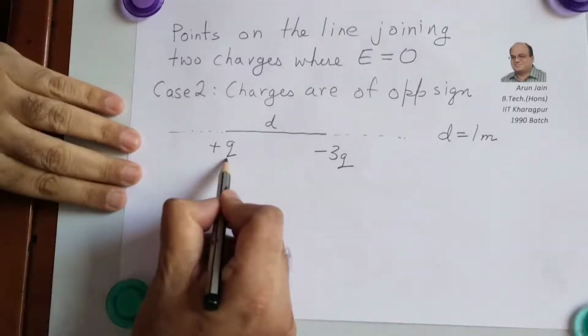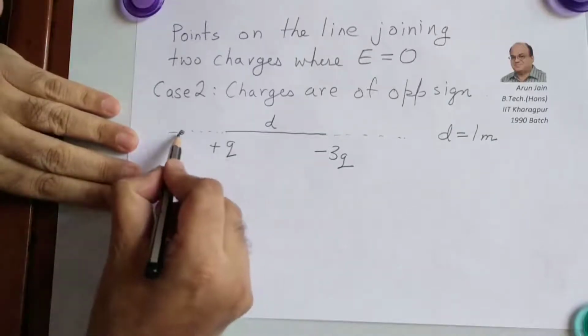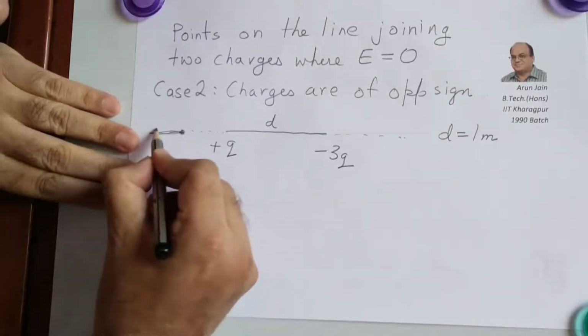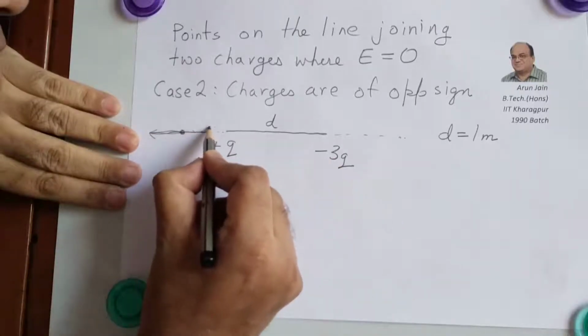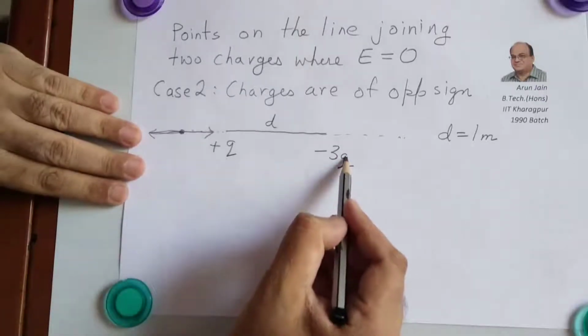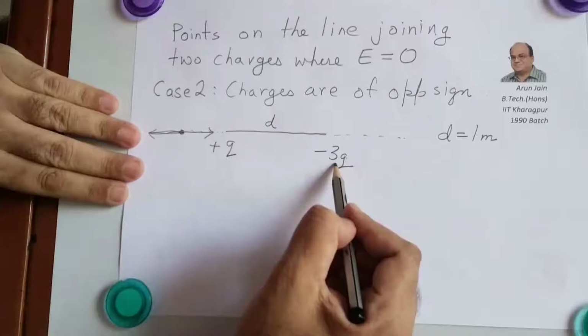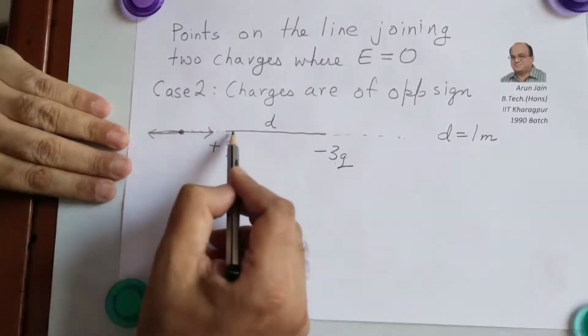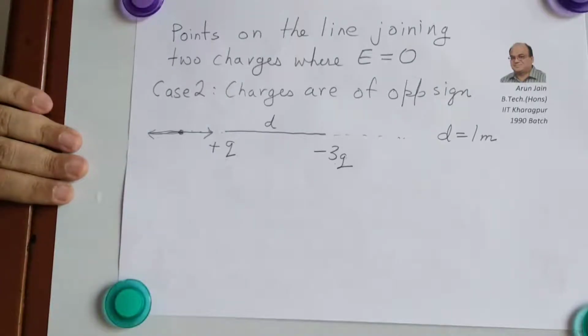So this plus charge here will create an electric field away from itself. The minus charge will create an electric field towards itself. Now minus charge has larger magnitude, but the distance is also more. So there will be some point here where the electric field will be 0.